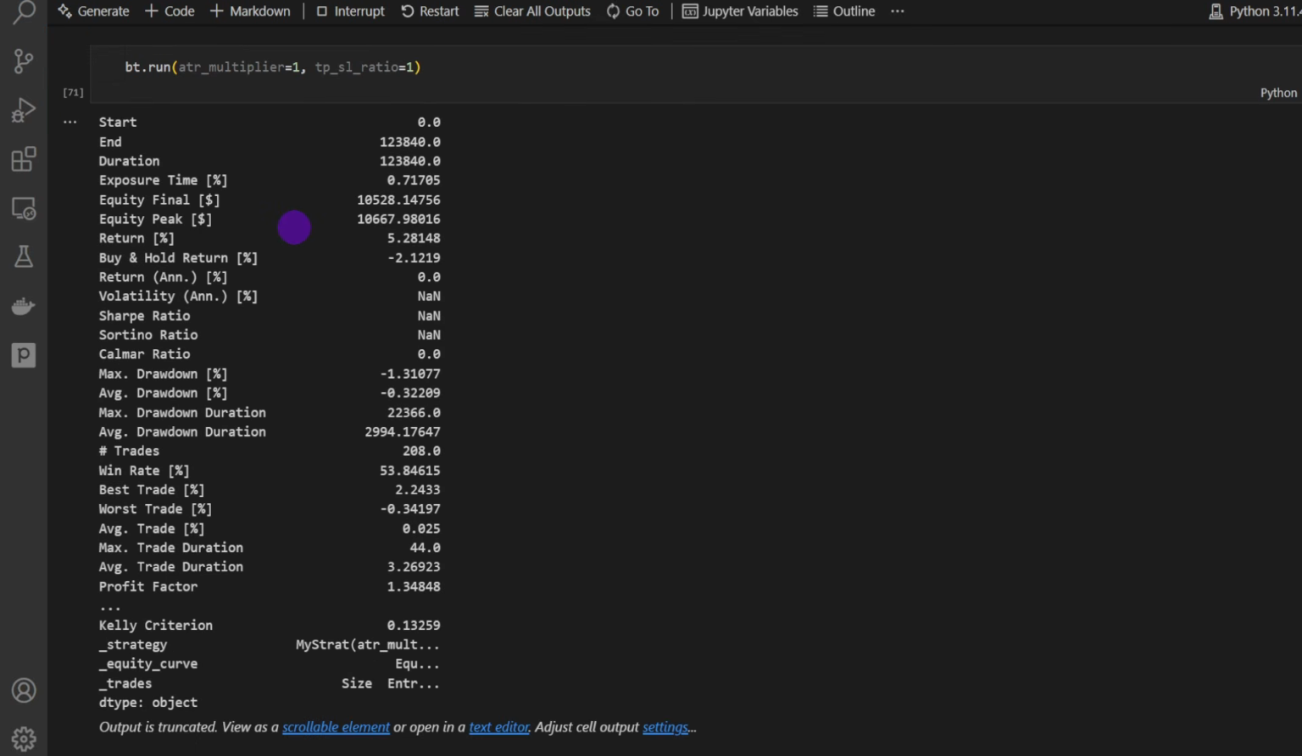So the results are the following. We're going to get 5% in returns in total. That's not huge considering that we have 20 years of data. The win rate is actually 53%, which is not bad at all. Number of trades, 208. That's not huge. That's around 10 trades per year.